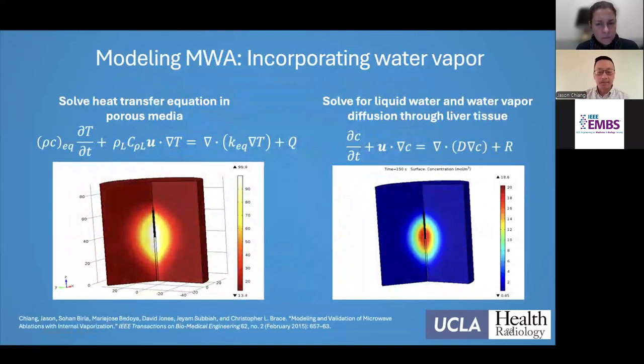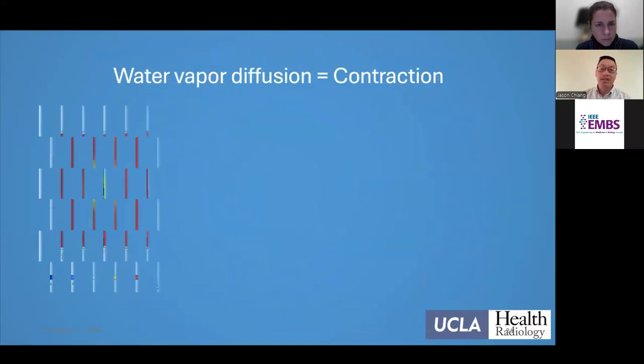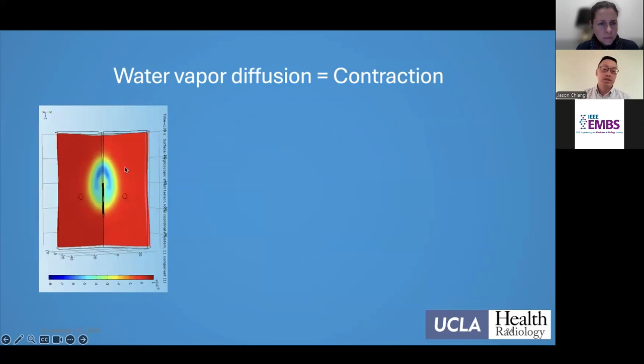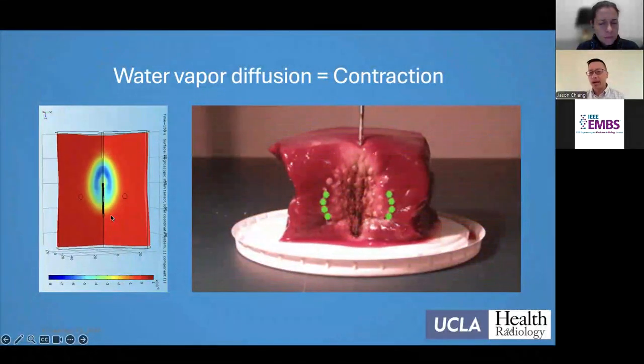Now, what happens when you link it to contraction, though, is we use a deformable mesh here on our model, and you can actually see this kind of contraction. This is very similar to what you see in real life. And again, this is a very inexpensive study to do.